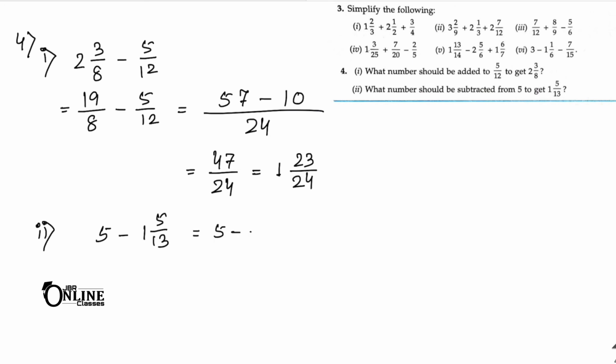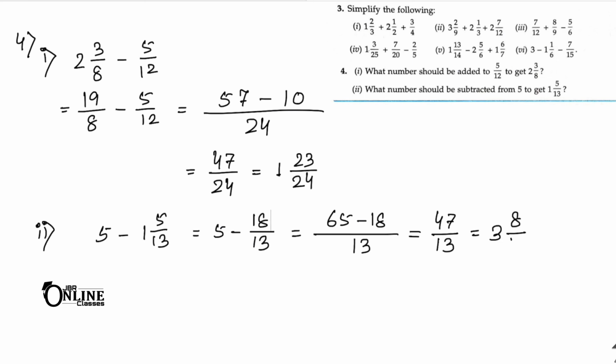So 5 minus this one 13, so it's 18 by 13, as here LCM is 13. So 13 into 5, that is 65. So 65 minus 18. So if you subtract 18, you will get 47. So 47 by 13, and that equals 3 whole 8 by 13. Okay, 47 by 13, that equals 3 whole 8 by 13 is your final answer.